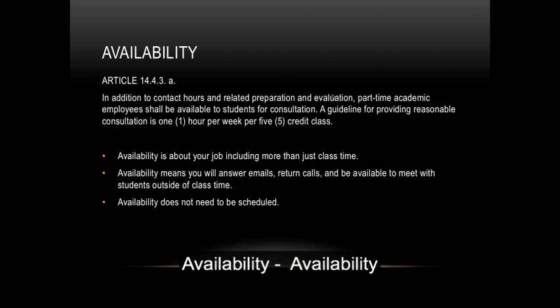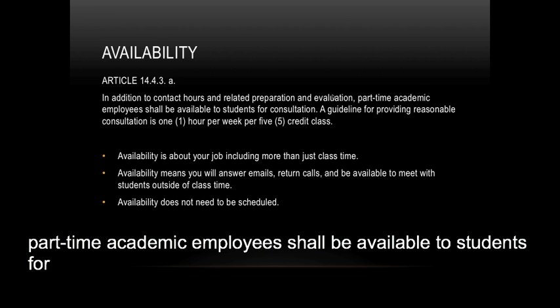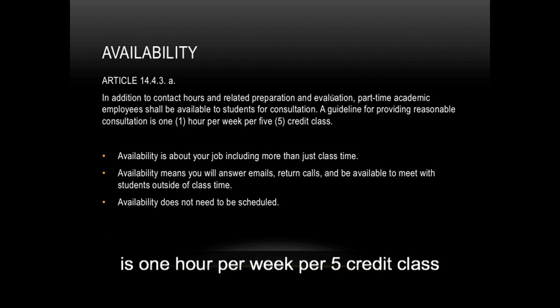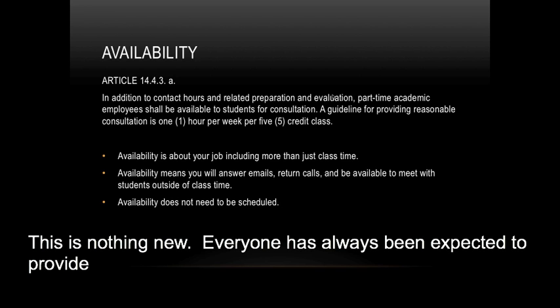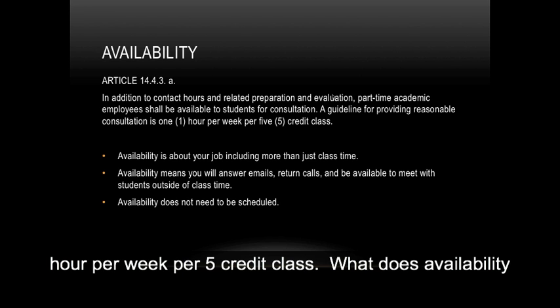Availability. Availability is described in paragraph A. In addition to contract hours and related preparation and evaluation, part-time academic employees shall be available to students for consultation. A guideline for providing reasonable consultation is 1 hour per week per 5-credit class. This is nothing new. Everyone's always been expected to provide consultation to students. The guideline has been about 1 hour per week per 5-credit class.